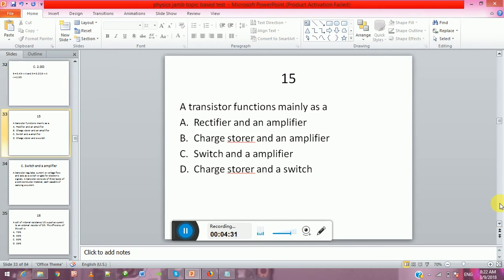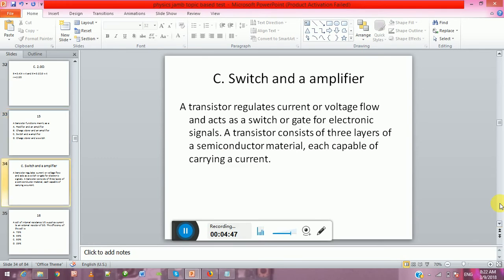A transistor functions mainly as A. Rectifier and an amplifier. B. Charge storer and an amplifier. C. Switch and an amplifier. D. Charge storer and a switch. A transistor, what is the major function? It functions as a switch and an amplifier. A transistor regulates current and voltage flow and acts as a switch or a gate for electric signals. A transistor consists of 3 layers of a semiconductor material, each capable of carrying a current.